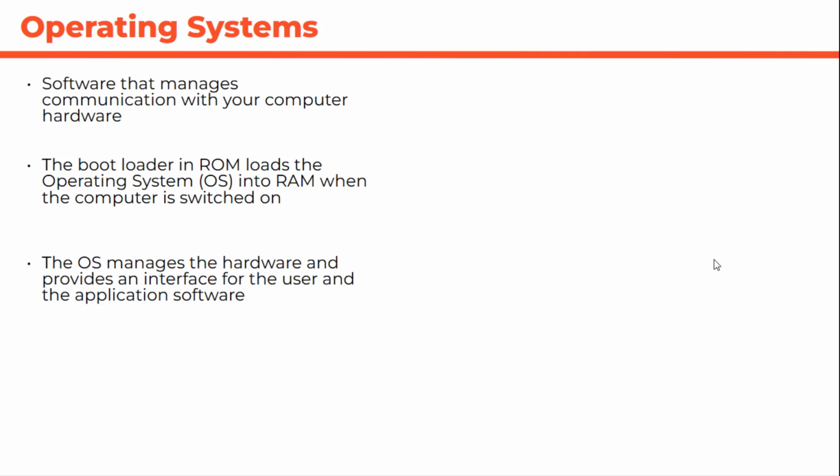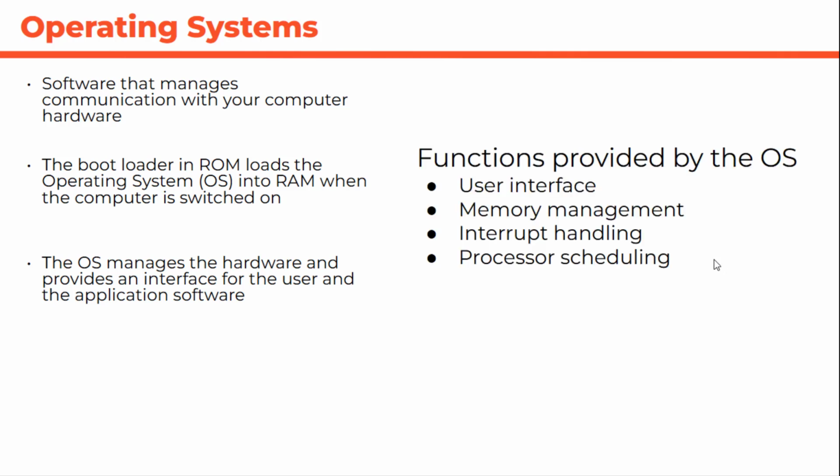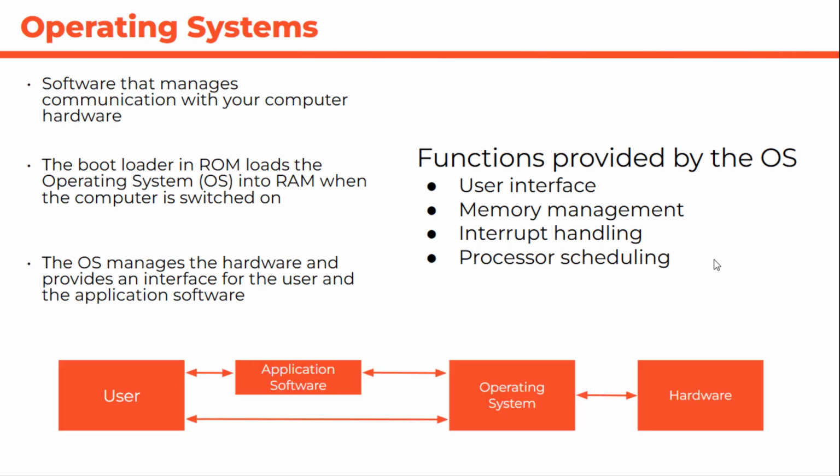But if you're as old as I am, you'll remember that operating systems didn't always have nice graphical user interfaces. So, what is the point of the operating system? Its function is to provide a user interface. It deals with and handles memory management. It will handle interrupts from different devices, internal and external or peripheral devices, and also processor scheduling.